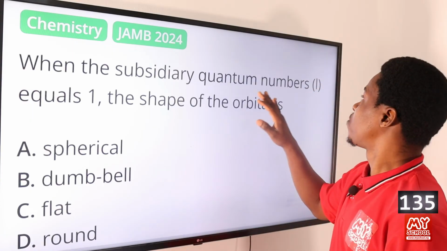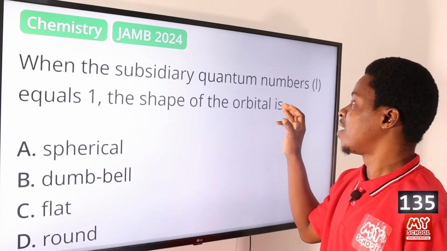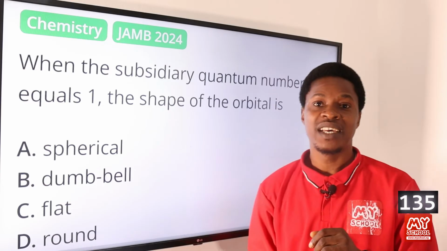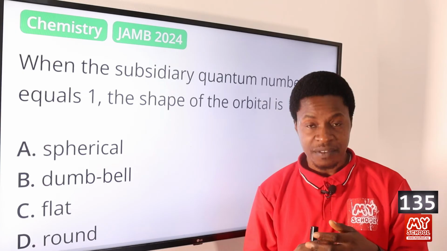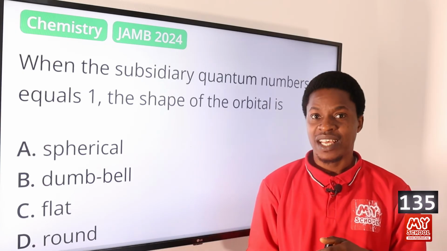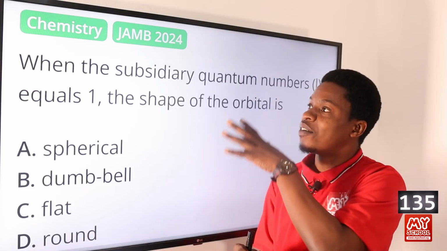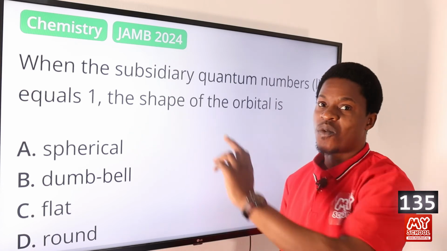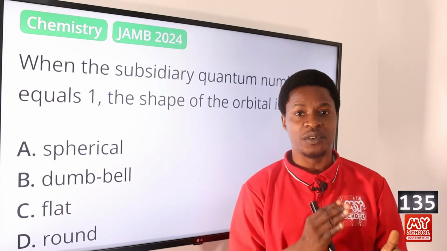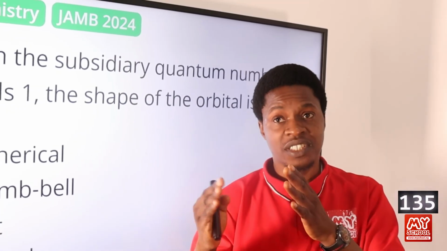Now, let's move on to question 135. When the subsidiary quantum number L equals 1, the shape of the orbital is what? Don't forget that we have 4 quantum numbers: the principal, the subsidiary or azimuthal, the magnetic, and the spin. But in this case, the question says L equals 1. Don't forget that the range of values of the azimuthal quantum number goes from 0, 1, 2, and so on.